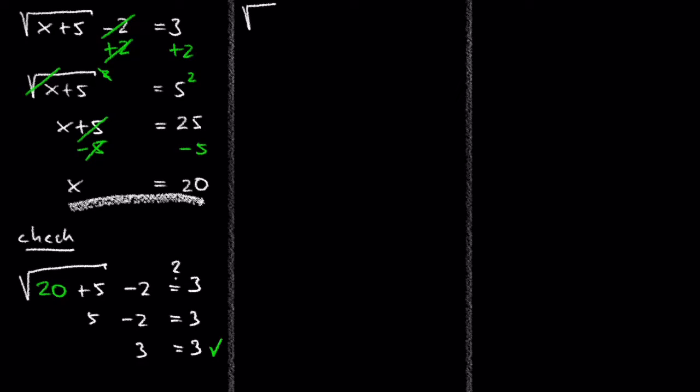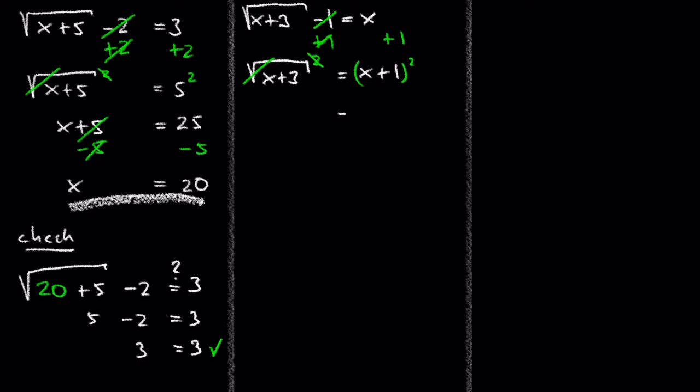Let's look at the square root of x plus 3 minus 1 equals x. Adding 1 on both sides gives us the square root of x plus 3 equals x plus 1. And after squaring both sides, the square root cancels out. And on the right hand side, we get x squared, 1 squared, and 2 times x times 1, which is 2x.